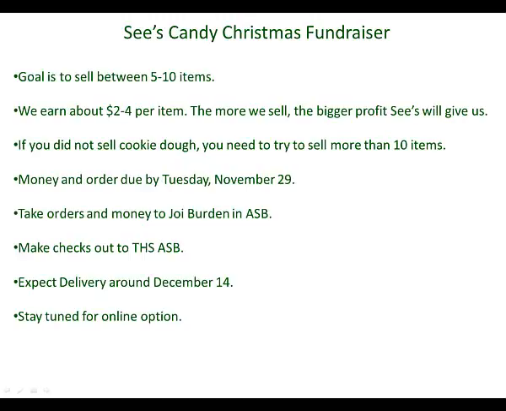So here's your goal for Christmas Seize candy. You want to try to sell between 5 and 10 items. We usually get about $2 to $4 an item. But the more we sell, the more profit Seize gives us. So if we sell over $2,000, we get more money back, okay? If you didn't sell cookie dough, you want to try to sell more like 10 items, okay? Money and the order is due Tuesday, November 29th. You're going to take it to Joy just like you did last time, okay? Checks still to THSASB. We would expect delivery about the week of December 14th. I think I put the 12th, whatever the week is of finals, okay?